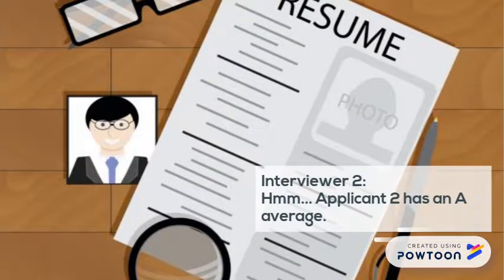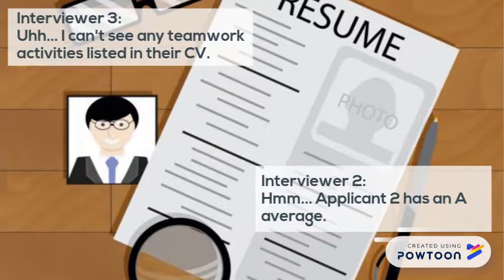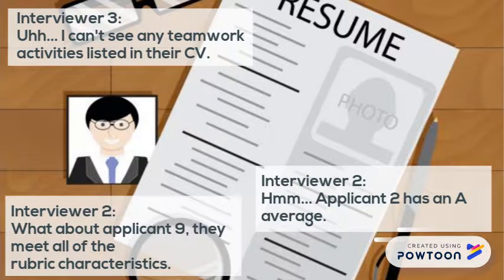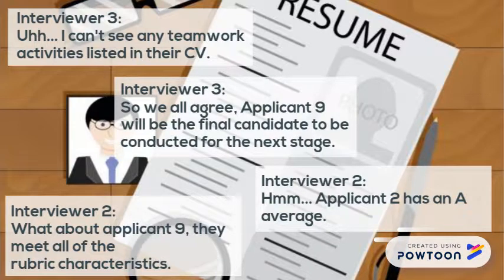Applicant 2 has an A average. I can't see any teamwork activities listed in their CV. Okay, well, what about applicant 9? They seem to meet all of the rubric characteristics. Oh yeah, so we all agree applicant 9 will be the final candidate to be contacted for the next stage?